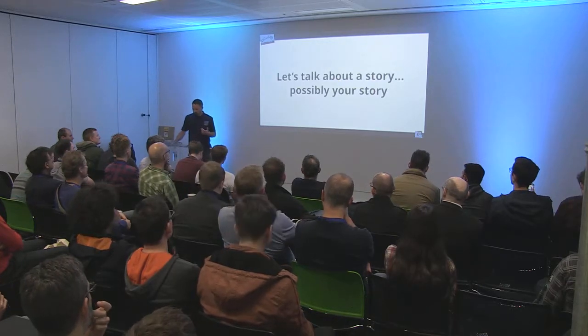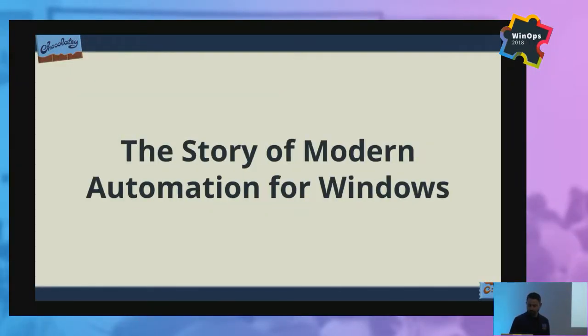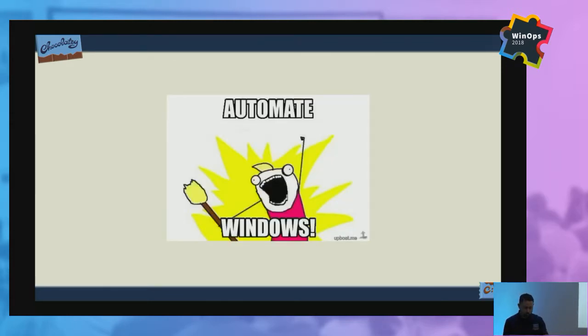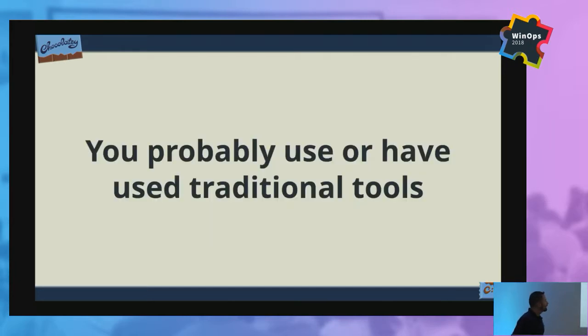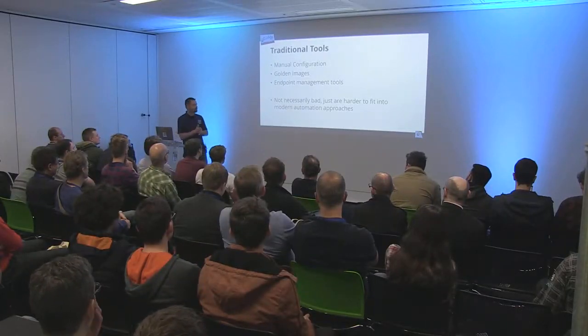All right, so to start off with, we always like to kind of talk about a story, possibly your story. We like to say it's the story of modern automation, right? Some people call this DevOps. We call it modern automation. And so you or your boss had said at some point, we see this Linux doing well, we're going to automate Windows, right? And so you probably use, or you may have used some traditional tools in the past to do some of that Windows automation, where maybe it was golden images, maybe it was manual configuration, maybe you went out to those machines and you were doing a lot of work, and that grew to lots and lots of machines, and it became a bit crazy, right?